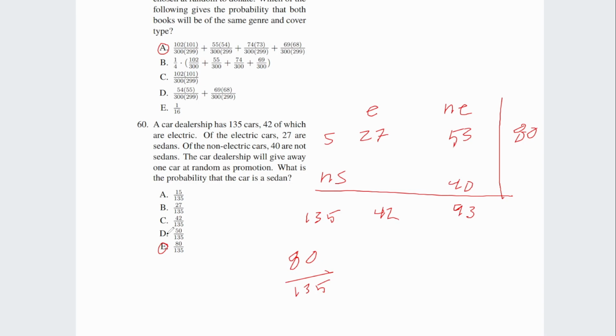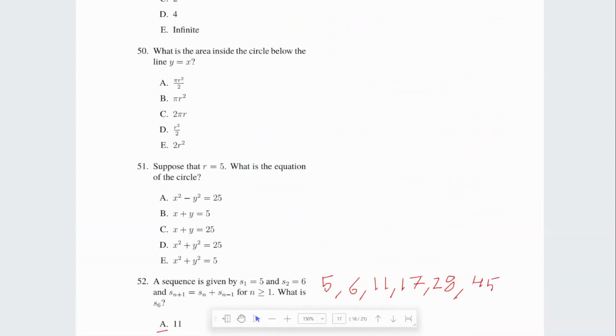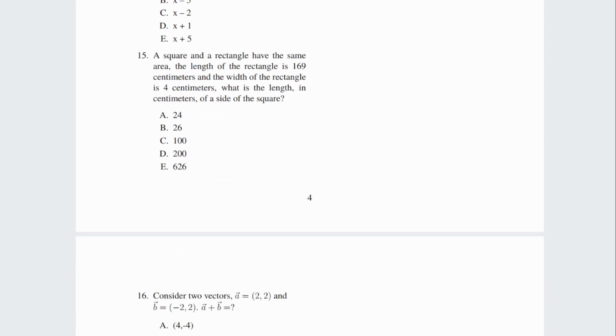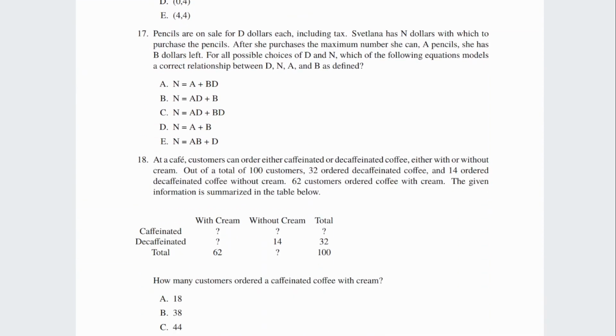Now let's go back and do the questions that looked difficult on the first pass through, starting with question number 17. Pencils are for sale for $D each, including tax. Svetlana has N dollars with which to purchase the pencils. After she purchases the maximum number she can, A pencils, she has B dollars left. For all possible choices of D and N, which of the following equations models the correct relationship between D, N, A, and B defined?